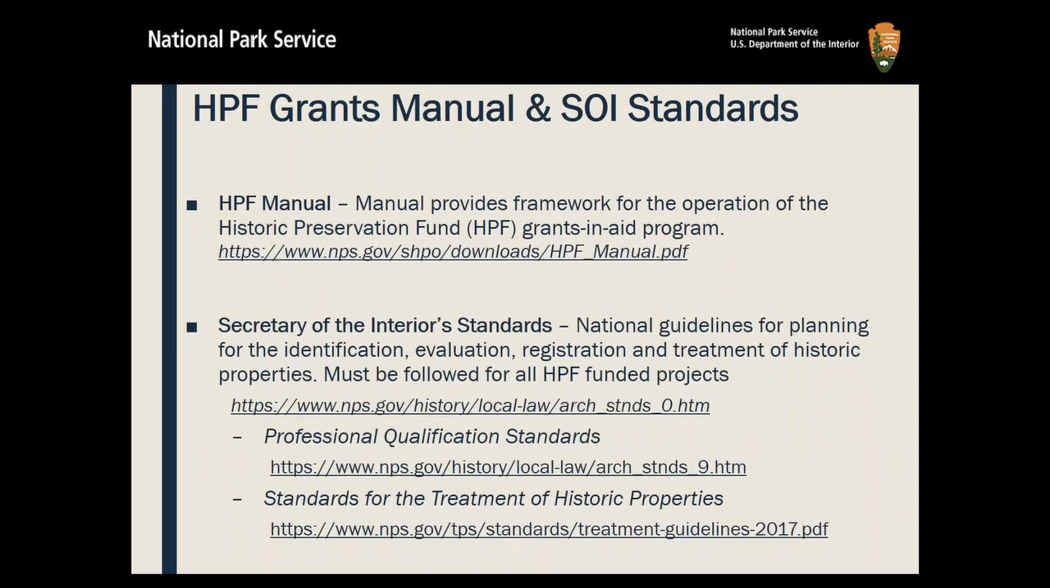The HPF manual, that's also available on our website. You can see that link here on the screen, and that provides the framework for the operation of the HPF and our various grant programs. The Secretary of Interior standards, we want to make sure that you're familiar with those. Those are the guidelines that your project must adhere to. And we're going to talk about that more specifically later on, but we want to call that out as a link and that set of standards that you should be familiar with.